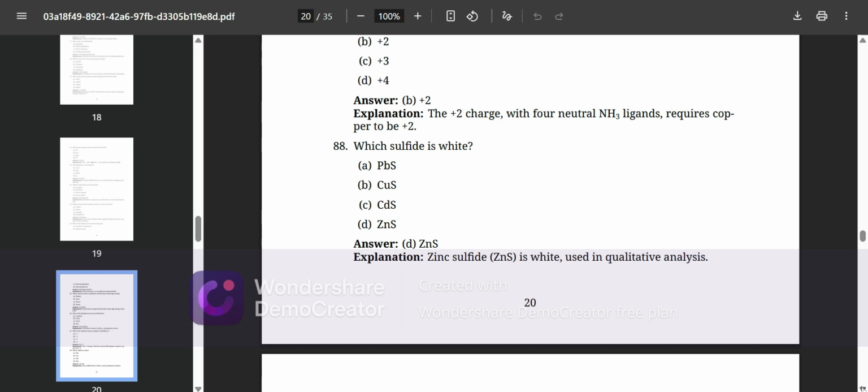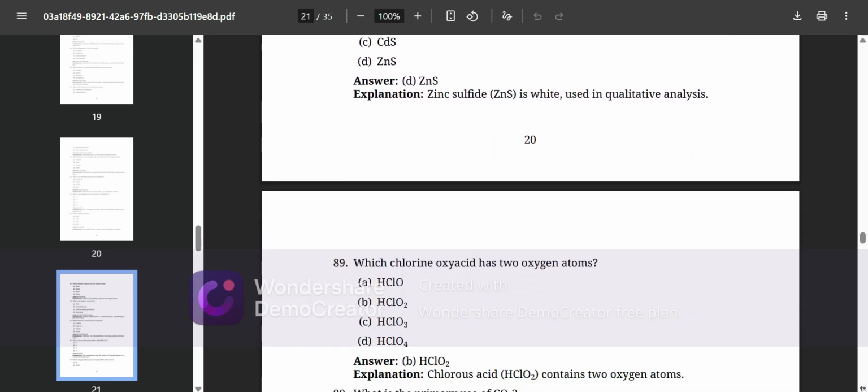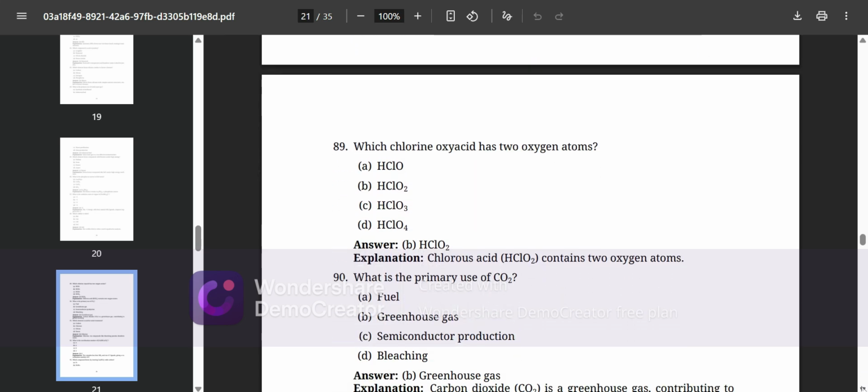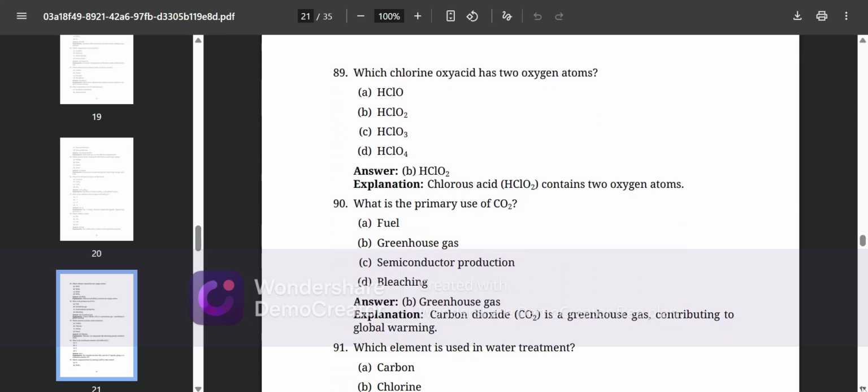Which sulfide is white? Zinc sulfide, ZnS, is white, used in qualitative analysis. Which chlorine oxo acid has 2 oxygen atoms? HClO2. Chlorous acid, HClO2, contains 2 oxygen atoms.